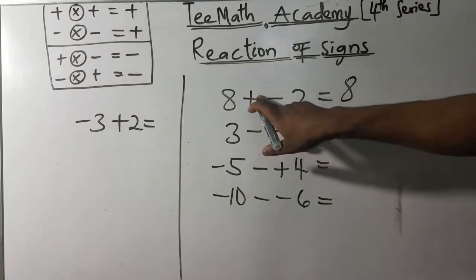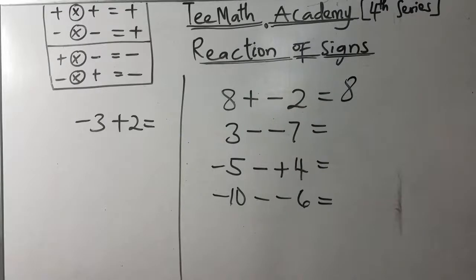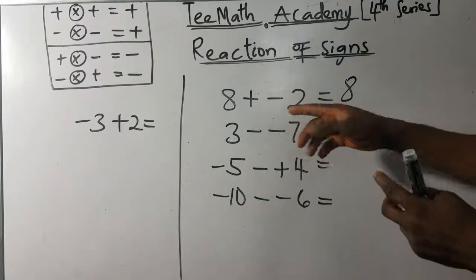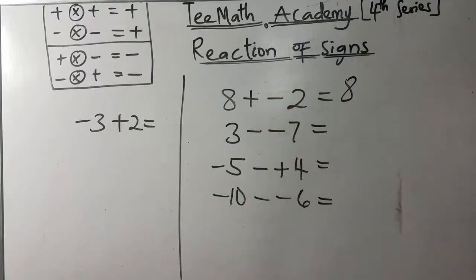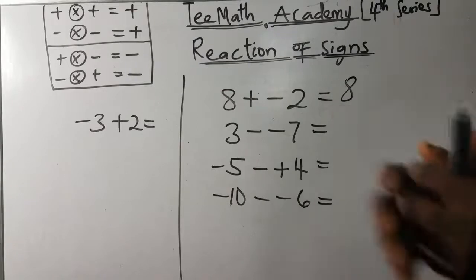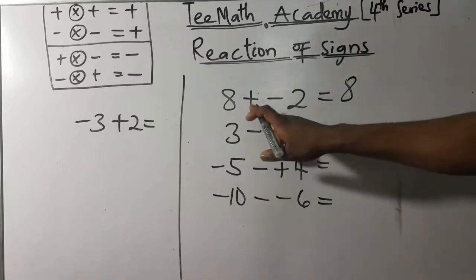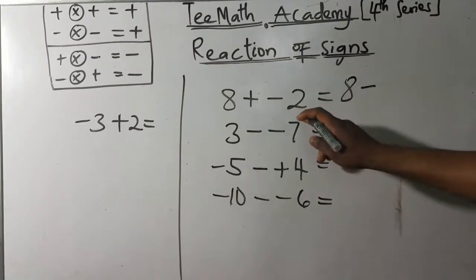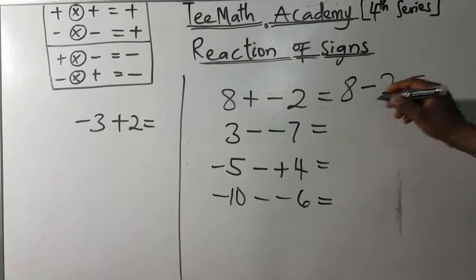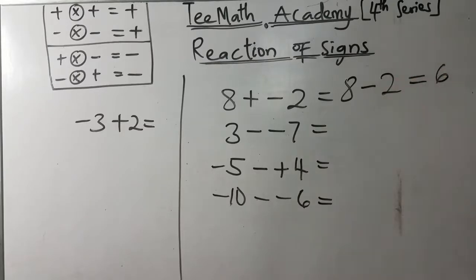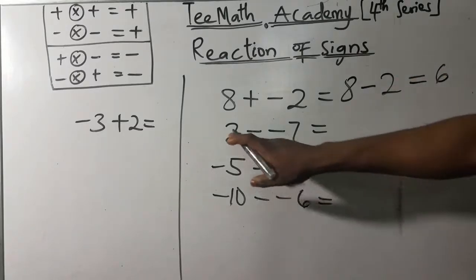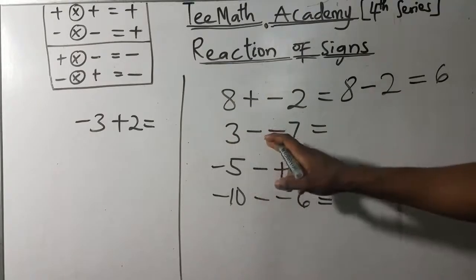Now these signs, they are two actually. You cannot really work with two signs. You must pick one sign. Then how do you pick it? You multiply it. When you multiply it, at the end of the day, you have one sign to work with. So that is why plus times minus gives me minus. Then minus 2. What is 8 minus 2? That is 6.